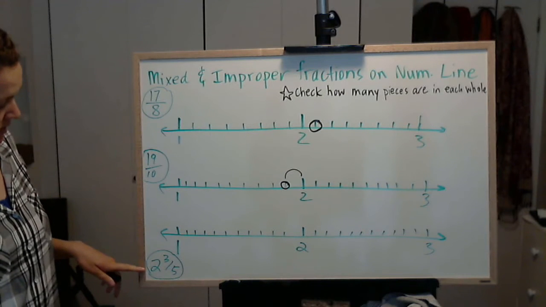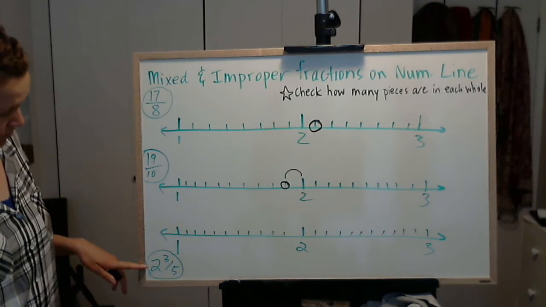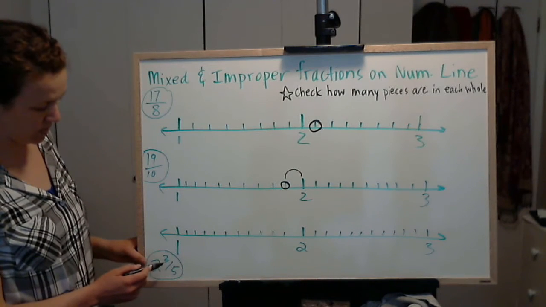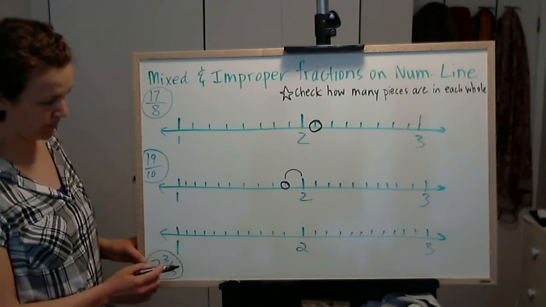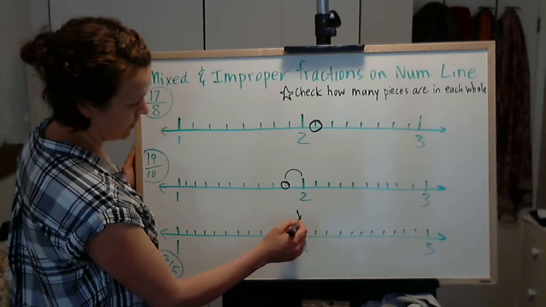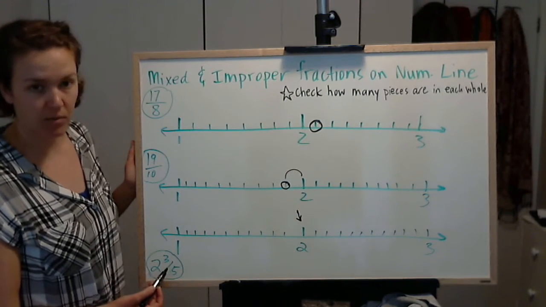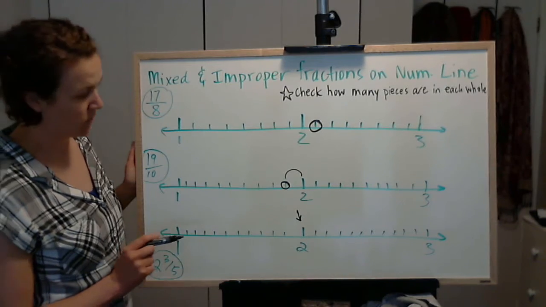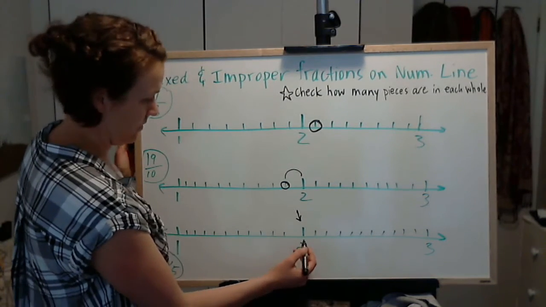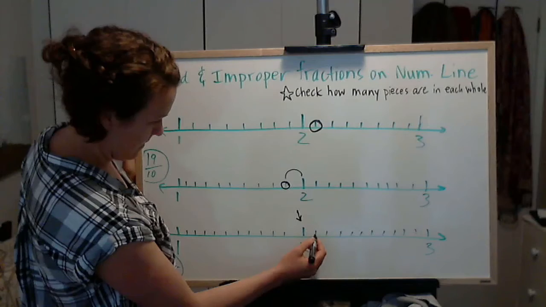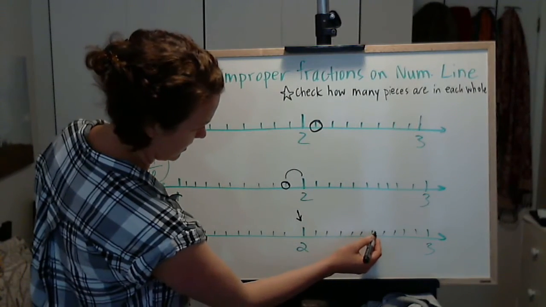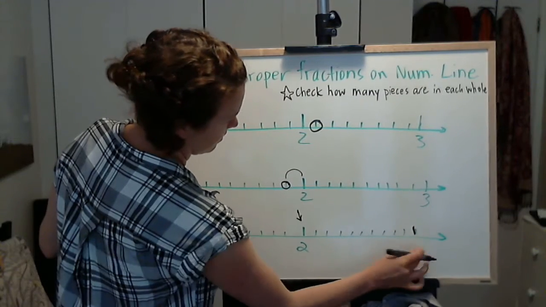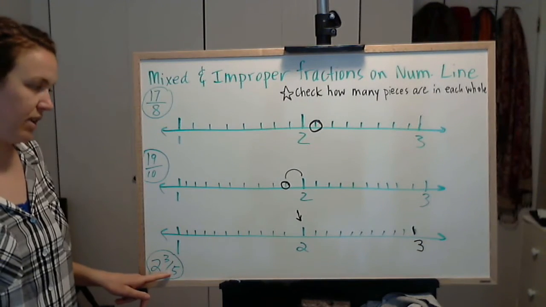This example is in a mixed number fraction. So it tells you put your marker at 2 wholes and 3/5. So here's where 2 wholes would be, and now we need to go another 3/5 past that. So let's see how many spaces there are. This would be 0. 1, 2, 3, 4, 5, 6, 7, 8, 9, 10. So this is 3. We need fifths though.